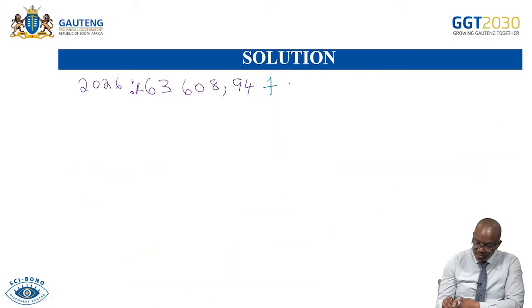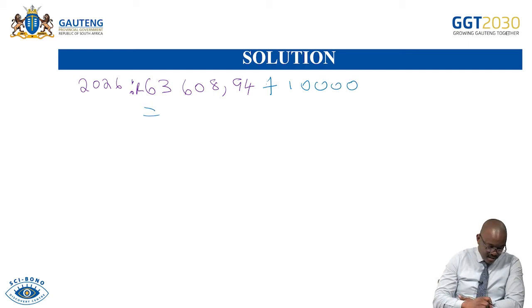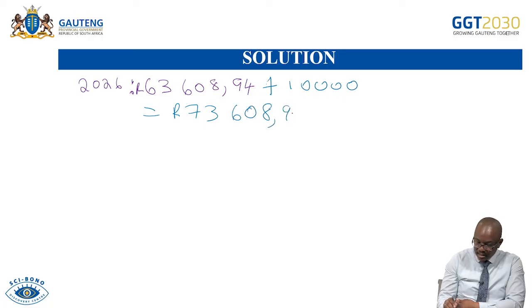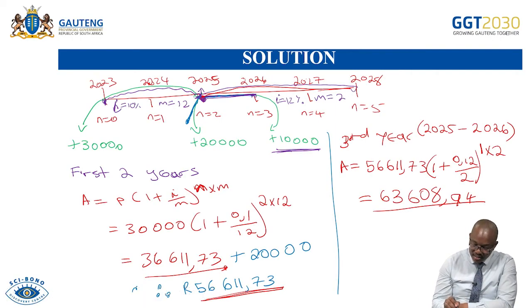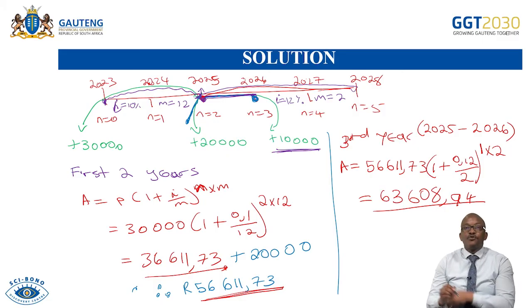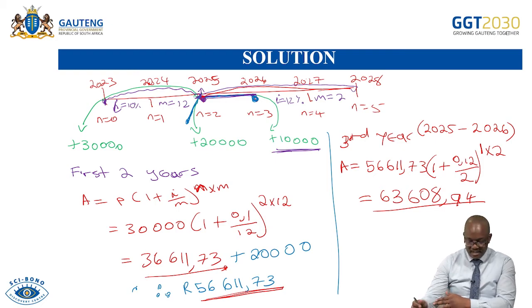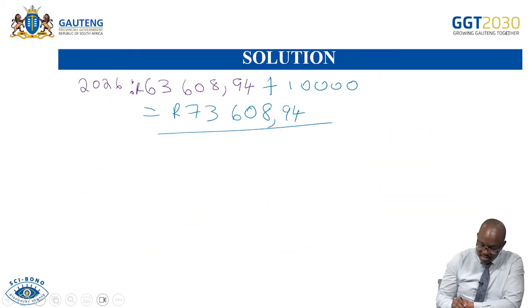Then we're going to add what here? We're going to add 10,000 to this amount. And as we add 10,000, then it will now be 73,608.94. That is the amount that you will be having in 2026. So from 2026 now to 2028, there is no money that is deposited. It means it's 2 years that is remaining there. So for the last 2 years now, we are still going to see our last 2 years.